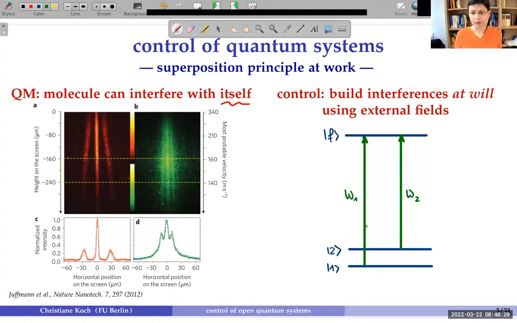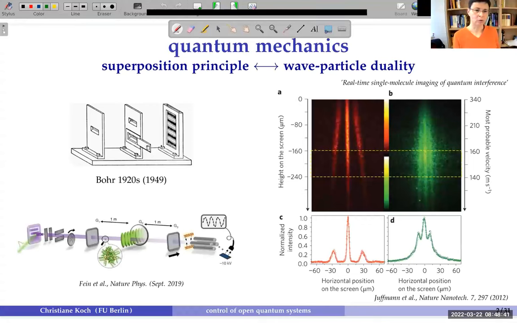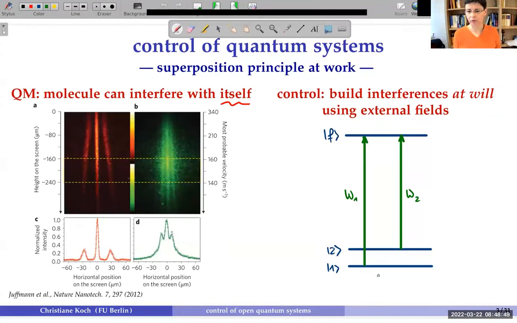And these excitation pathways are now the very abstract analog of the two ways. If you go back to this double slit, here we have the two ways in space that the quantum object can take. And now we have two options in Hilbert space to go from a superposition state in levels 1 and 2 to a joint final state. And we will work out where the interference comes into play explicitly later in the lecture.